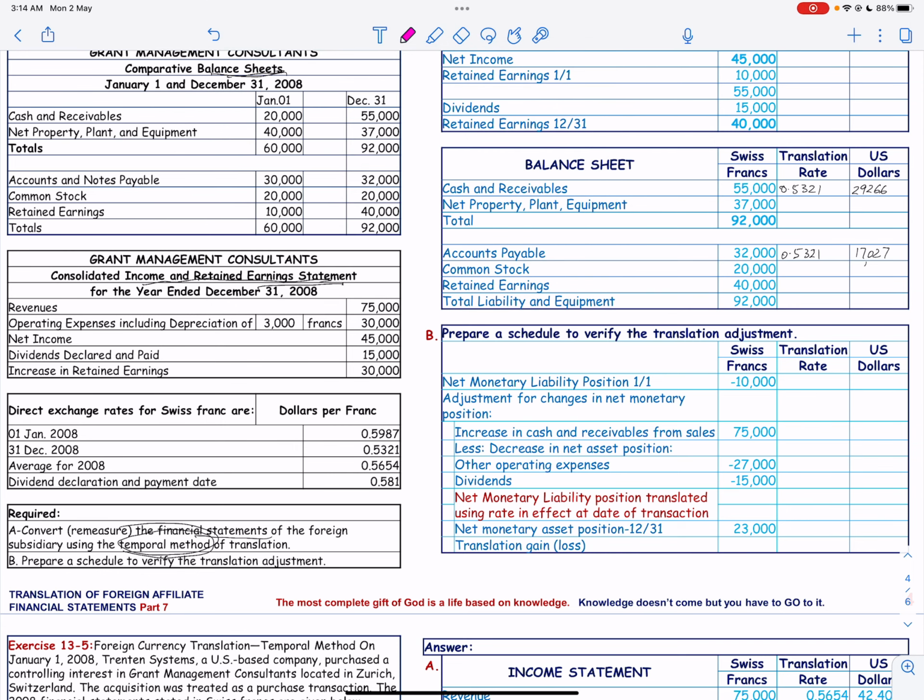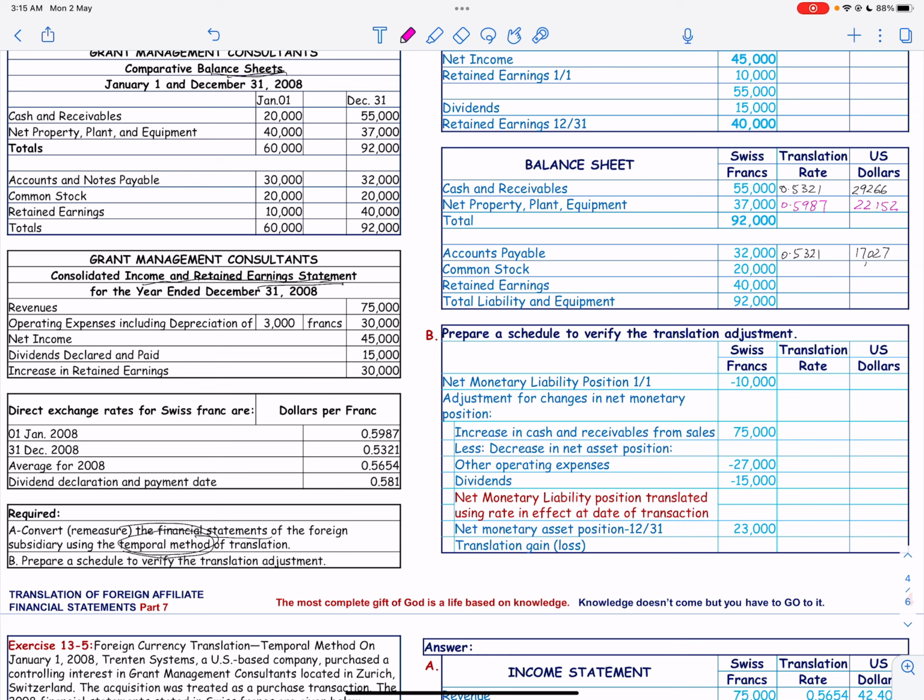For translating non-monetary assets like property, plant and equipment, we will be using the historical rate, that is the rate on 1st of January 2008, that is 0.5987, and that is equal to 22,152.